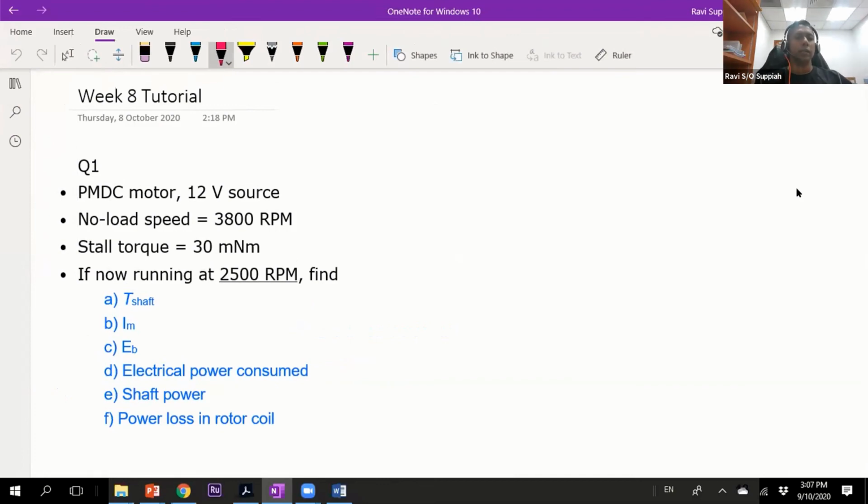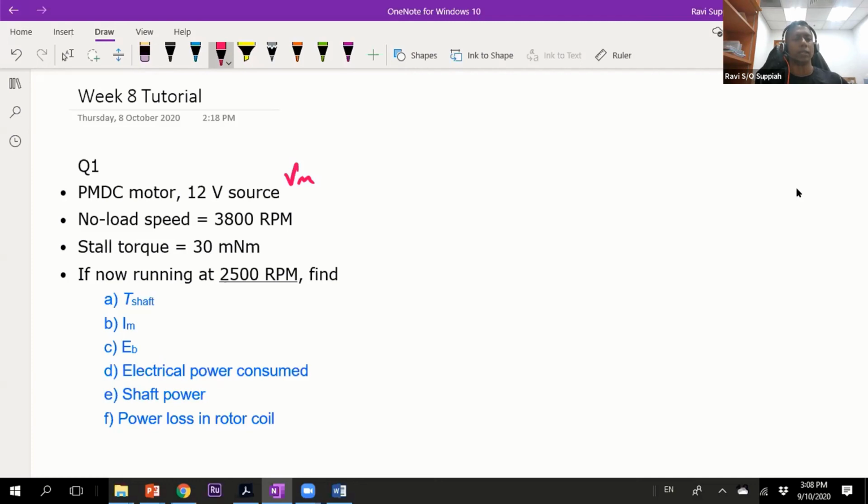The first question is basically we're having a PMDC motor with a 12 volt source. This is basically your VM, and then you have a no load speed. No load speed means it's the time when the motor is free running, there is no load attached to the motor. And this is a stall torque. When you say stall torque, it means the motor has stalled, that means it's not moving.